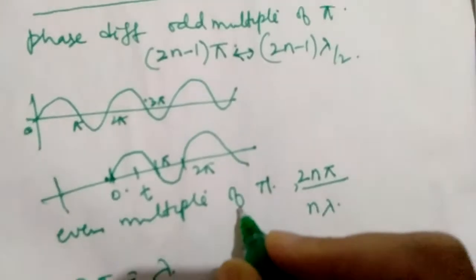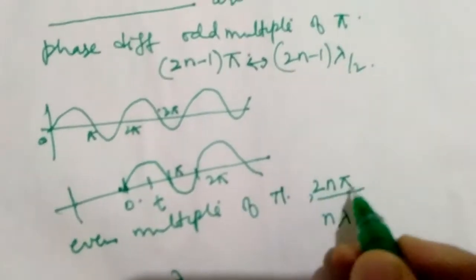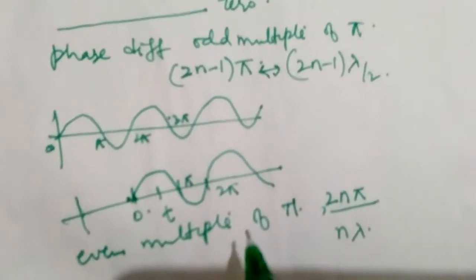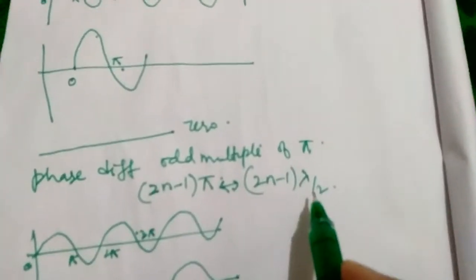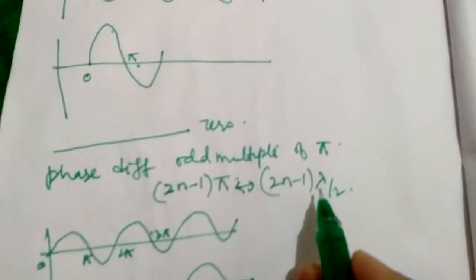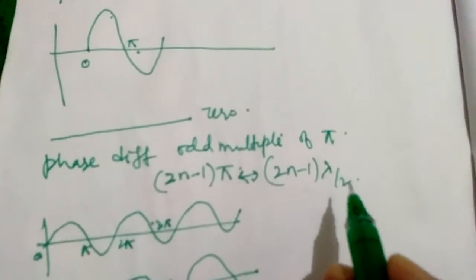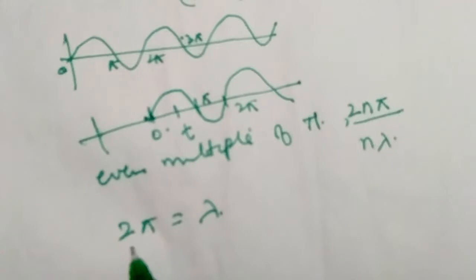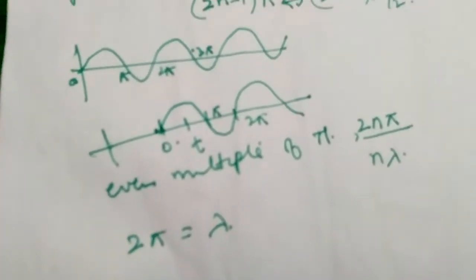So in terms of path difference, the expression is n lambda, and in terms of phase difference, the expression is 2n pi in case of constructive interference, giving you bright spots, right? And in case of destructive interference, where the phase difference is an odd integral multiple of pi, the corresponding path difference is 2n minus 1 times lambda by 2. How did we get that easily? I'm repeating that by substituting lambda for 2 pi. We know when a full phase difference is 2 pi, a full wavelength is lambda, right?